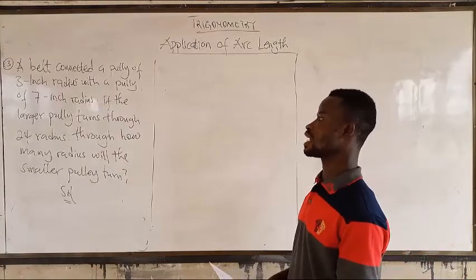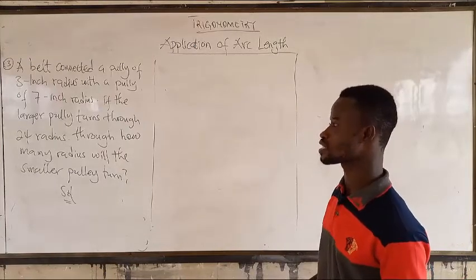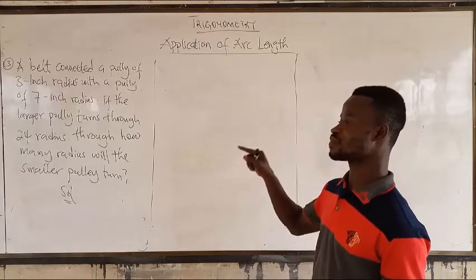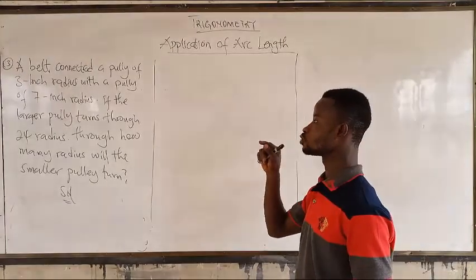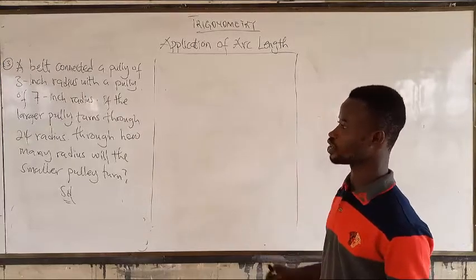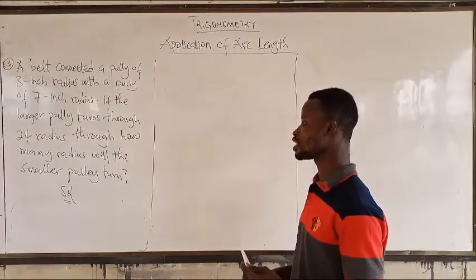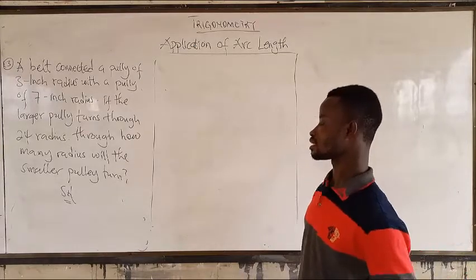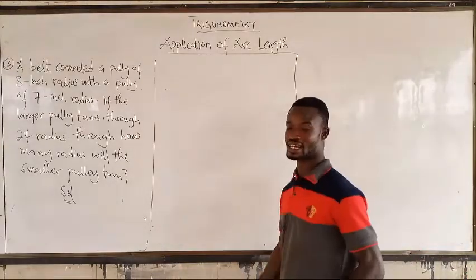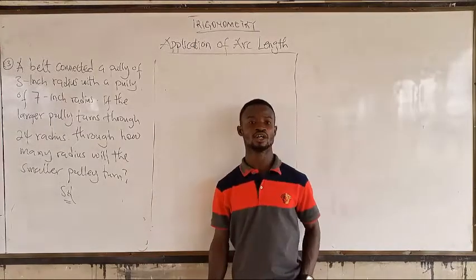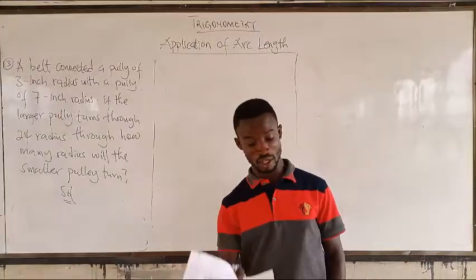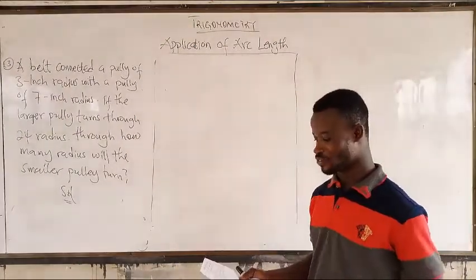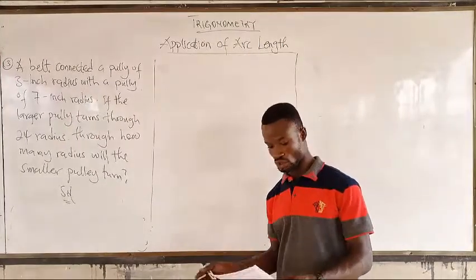If the larger pulley turns through 24 radians, through how many radians will the smaller pulley turn? In fact, the first day I encountered this question, I was thinking of using ratio and proportion. Please don't use ratio and proportion here. If not, you'll get it wrong.